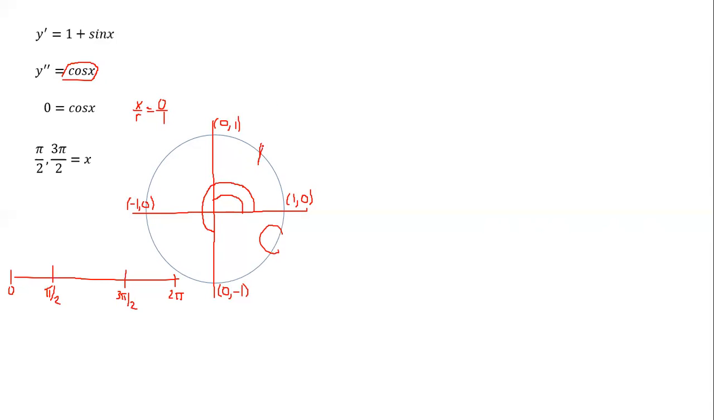You familiar with the CAST rule? Between 0 and pi over 2, all your trigonometric functions are positive. So cosine is positive. Between pi over 2 and 3 pi over 2, cosine is negative in those two quadrants. Between 3 pi over 2 and 2 pi, that's where cosine is positive. So all I did is look at the CAST rule and determine where cosine is positive and negative. Positive in the first quadrant, negative in quadrants 2 and 3, positive in the fourth quadrant.